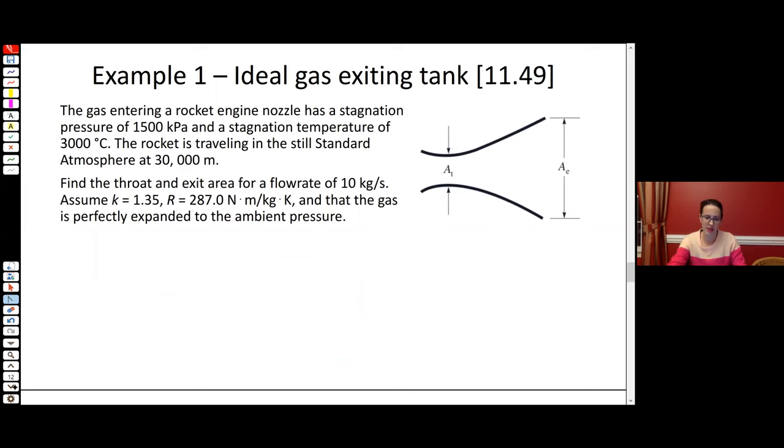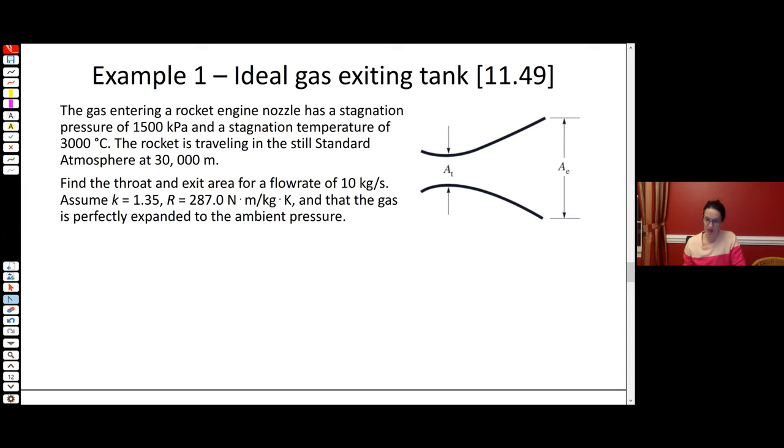So let's look at an example. We've got gas entering a rocket engine nozzle with a stagnation pressure of 1500 kilopascals and a stagnation temperature of 3000 degrees Celsius. The rocket's traveling in the still standard atmosphere at 30,000 meters altitude. So what are the throat and the exit area for this rocket? So the throat again is that minimum cross-sectional area in your converging diverging nozzle.